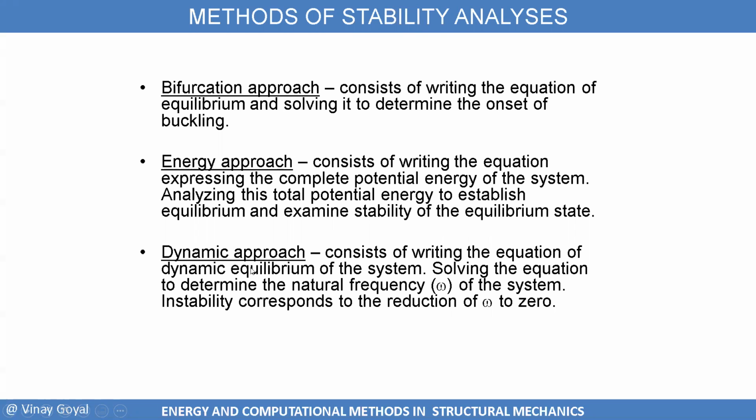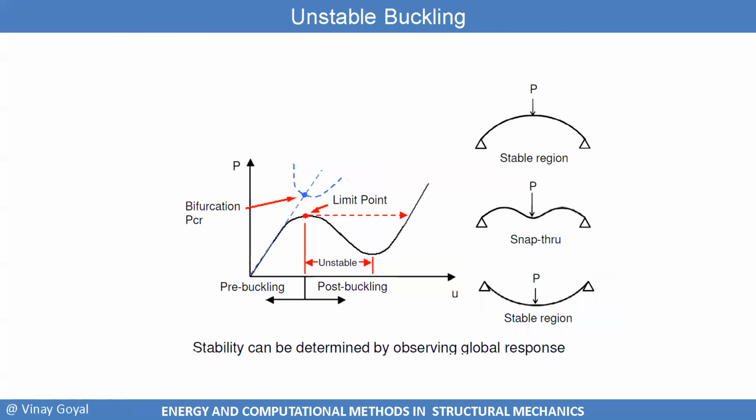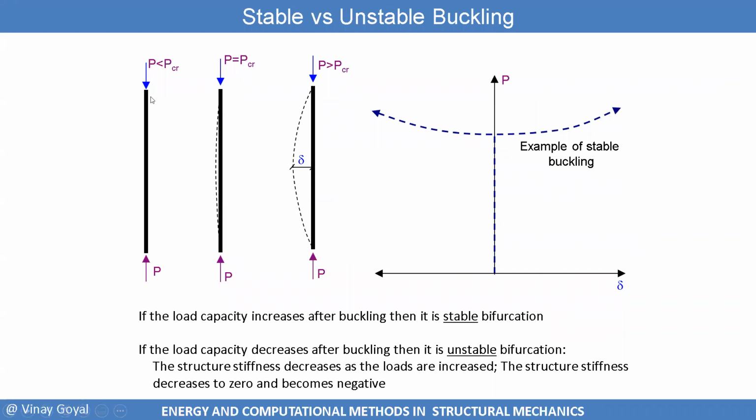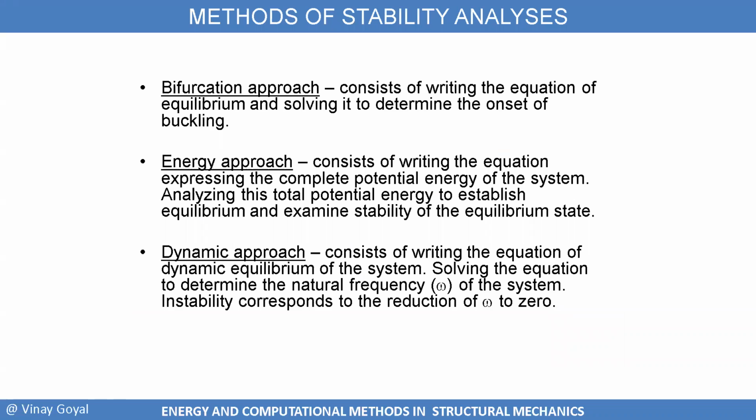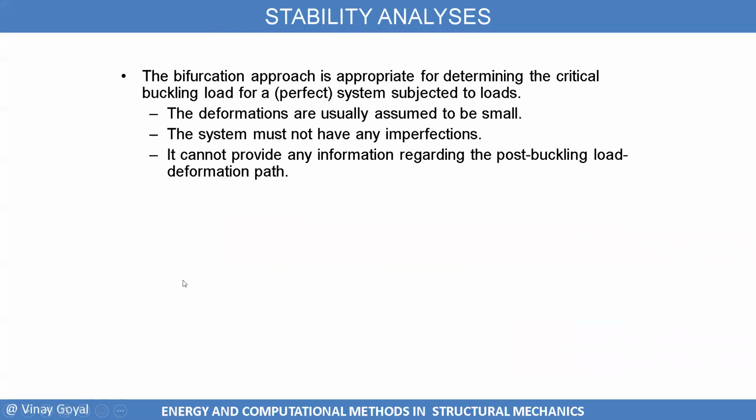The dynamic approach consists of writing the equation of dynamic equilibrium. You will solve the equation to determine the natural frequency of the system, and instability usually corresponds to the reduction of omega to zero. So again, you apply loads to a structure, you calculate the natural frequency. If you take this ruler example, and I were to compress it more and more and more, and I calculated omega, the eigenfrequencies, after I apply this compression load, you're going to see that omega is going to start dropping towards zero. And when it crosses zero, it is well known that that's the point at which buckling will occur, that load. So that's a very interesting approach, the dynamic approach.